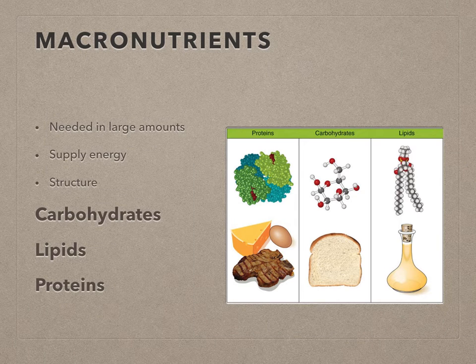3 of the nutrients are called the macronutrients. You don't need to know the term, it's just classifying them. These are needed in large amounts. We need several, tens or hundreds of grams of them every day. They often supply us energy and are very often structural molecules. The 3 types of macronutrients are carbohydrates, lipids, and proteins.